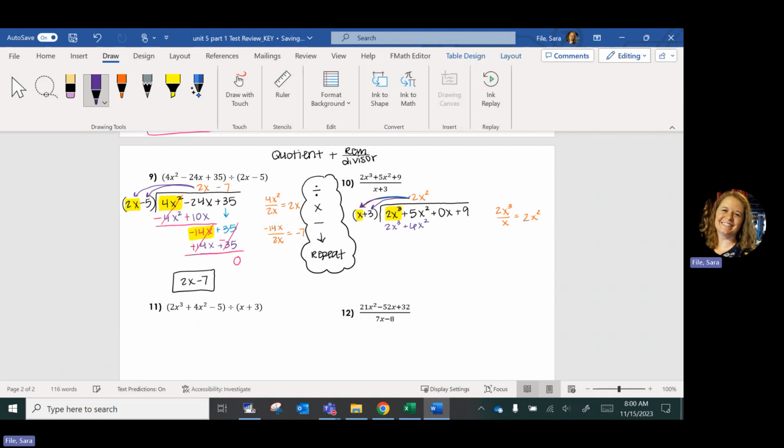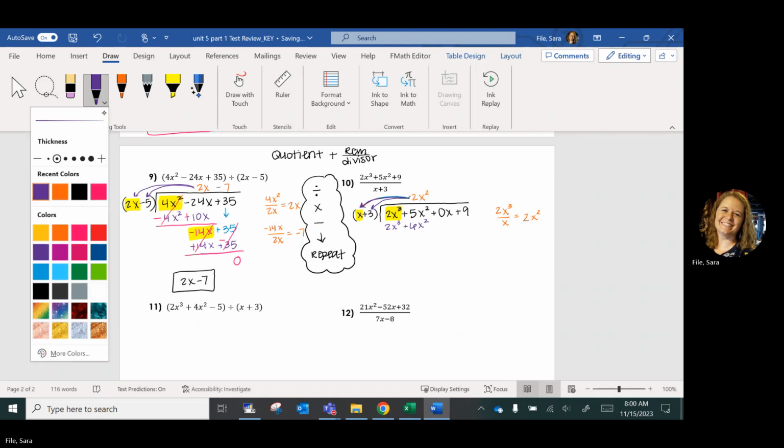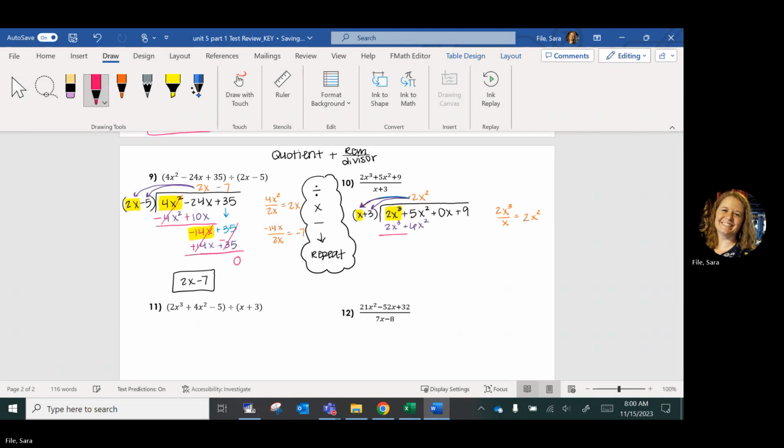By the x and by the 3. So 2x squared times x is 2x cubed. And 2x squared times 3 is 6x squared. Then the next step is subtract. So this is the one where I say draw your line and change your sign. So these are both being subtracted.